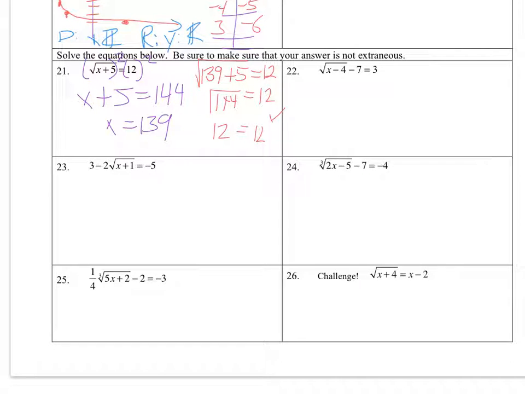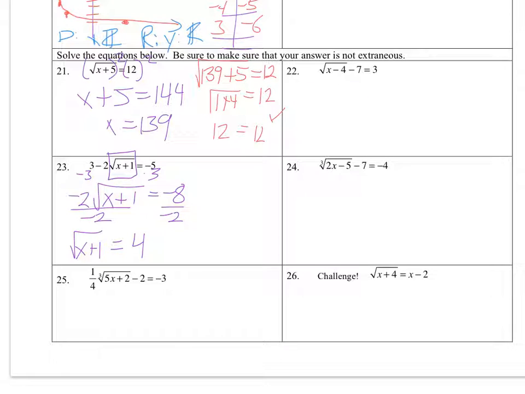For number 23, let's clear out some of this junk first. I'm going to try to get that piece by itself. And to do that, I'm going to minus 3 from both sides. We end up with -2 times the square root of x plus 1 is equal to -8. Divide both sides by -2, and we get the square root of x plus 1 is equal to +4. If I were to square both sides of this, we end up getting 16 is equal to x plus 1. Therefore, x is equal to 15.